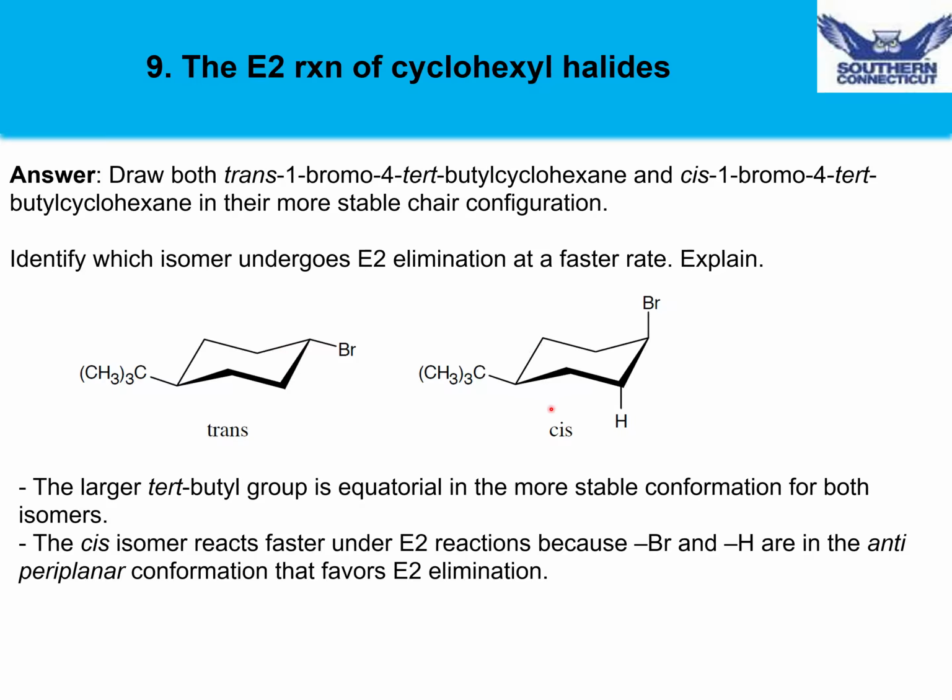In the cis isomer, we already have a bromine that is axial. This hydrogen here is axial. So if a base is added, it will remove this hydrogen, form a double bond there, and eliminate this bromine. So the cis isomer has the most stable chair conformation already set up to do the E2 reaction. So we can predict that the cis isomer of this compound would react faster in the E2 than the trans isomer shown here.